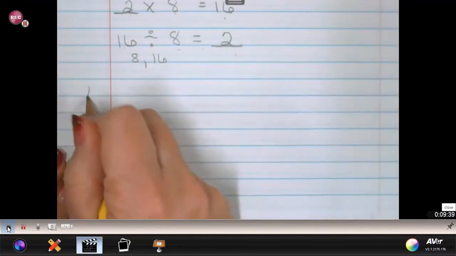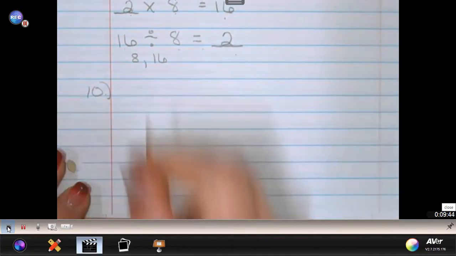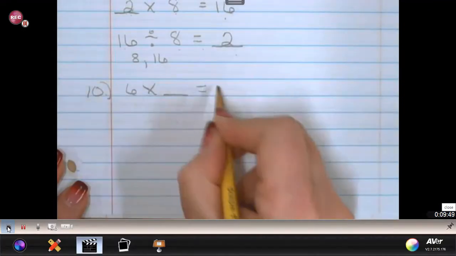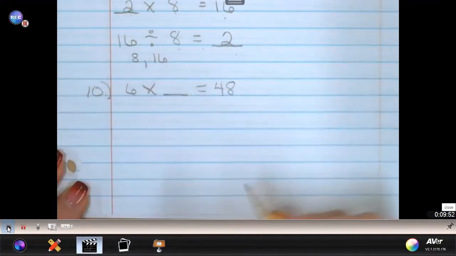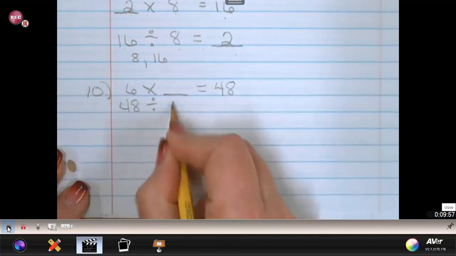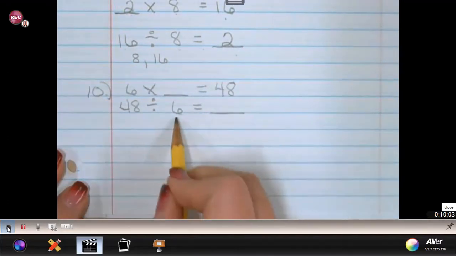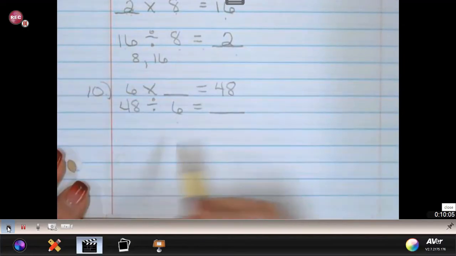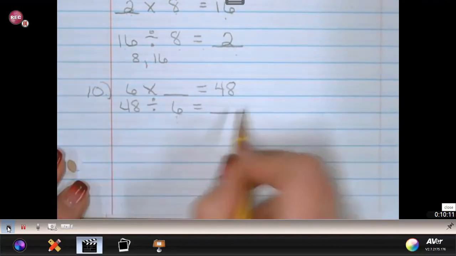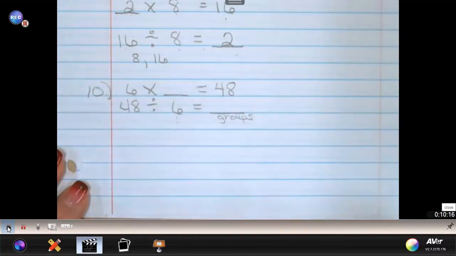Okay, number 10. And I'm just doing a few just to keep you on the right track of what we're seeing in our lesson today. So 6 groups of blank is 48. Or if I take 48 and put it into groups of 6, I would get how many groups of 6? Or I could think about, I have 6 groups and I could put objects into that group. But I think this time I want to think about, I have 6 objects in each group and I want to find out how many groups of 6 I have. To me, it makes it easier if I skip count.